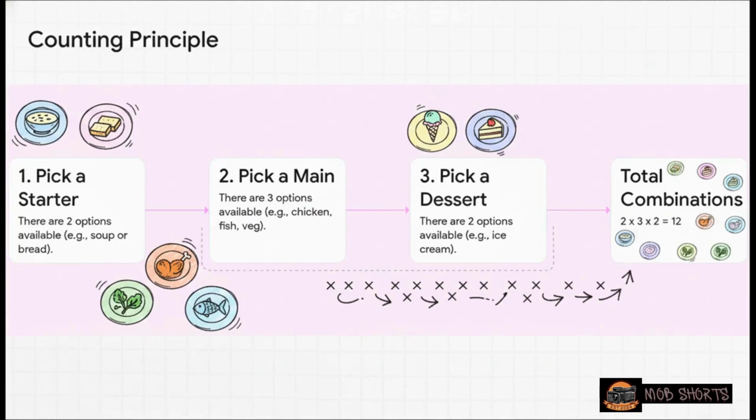And the answer is actually so much simpler than you might think. We just take the number of options we have at each stage and multiply them together. So that's 2 starters times 3 mains times 2 desserts, which gives us 12 possible combinations. This simple idea has a pretty powerful name, the fundamental counting principle. This is the bedrock, the foundation of all probability. It's really just about multiplying your choices in a sequence.